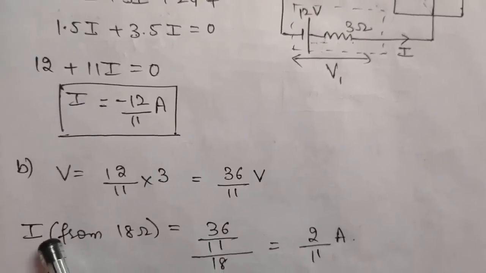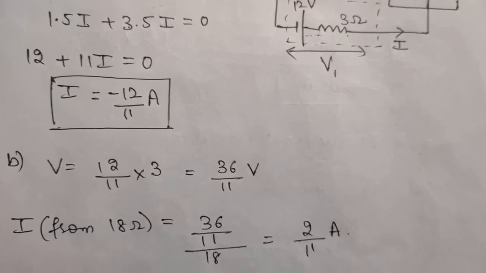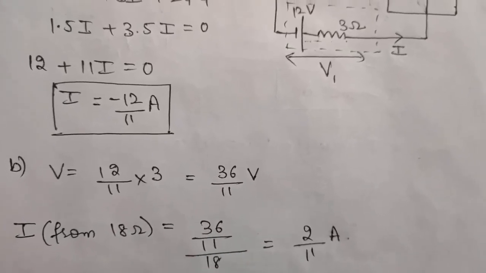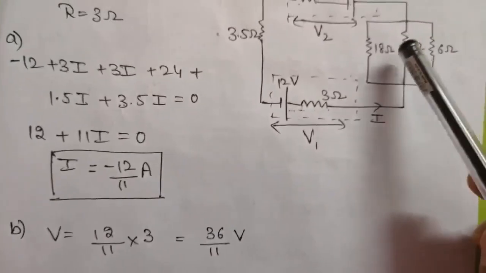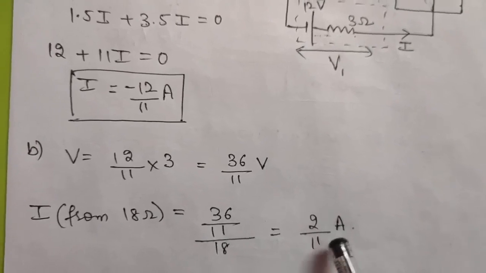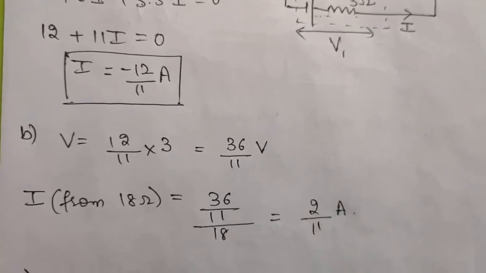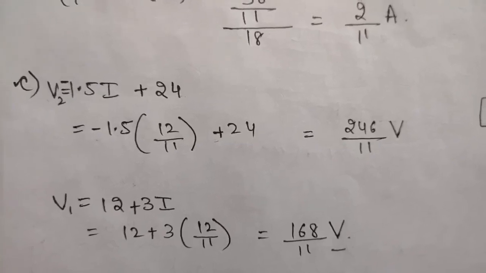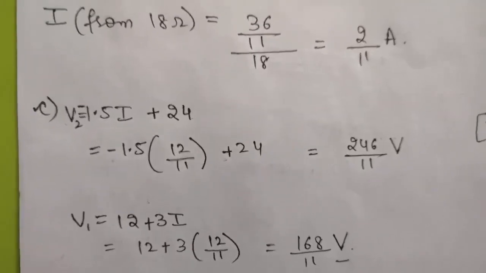Now if we want to calculate the current through the 18 ohms, that will be nothing but V by R. So V is 36 by 11 and your resistance is 18 ohms, so 36 by 11 upon 18. So this will be 2 by 11 amperes. Okay, now in the C part, you have to calculate the potential difference across each battery.